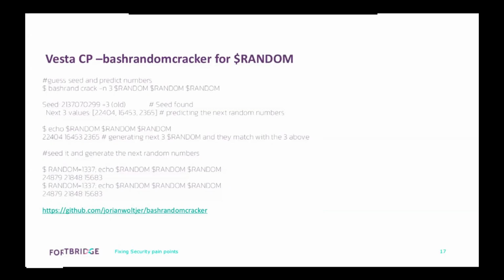So obviously, I did a bit of Googling about random. I realized quickly, okay, this is not crypto secure. And I found this tool on GitHub, which is written by a gentleman called Julian Walter. The tool is called Bash Random Cracker. So essentially, this guy created this tool, which we can use to find the seed of the random number generator. And we can also use it to predict some random values.